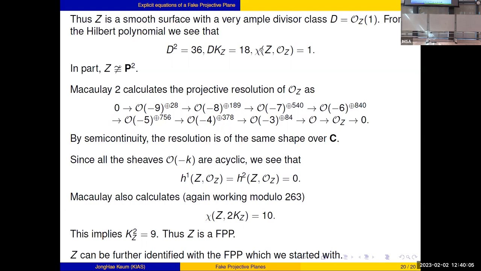So Z is a degree 36 surface in P9. And it doesn't have deformation. The moduli space of fake planes is discrete, of dimension zero. It consists of 100 points. And also some of the arguments can be further used to identify the fake plane which I started with, related to a two-dimensional analytic surface.